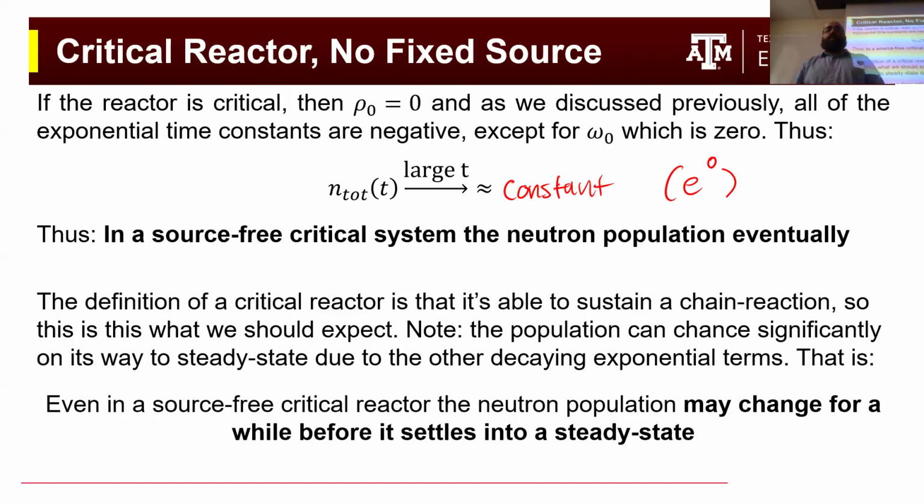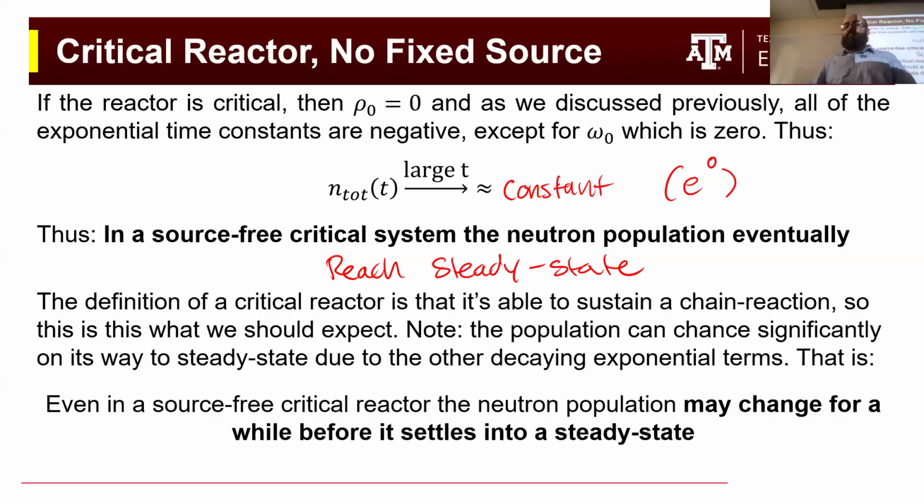So if you have a critical reactor, then your population is just going to have a steady state. It's going to eventually reach steady state. Hopefully that makes sense: if you're critical, you are sustaining that chain reaction, so your population is at a steady state.